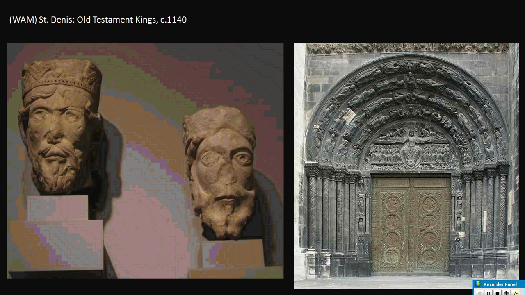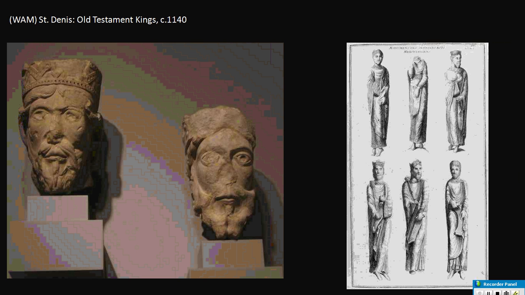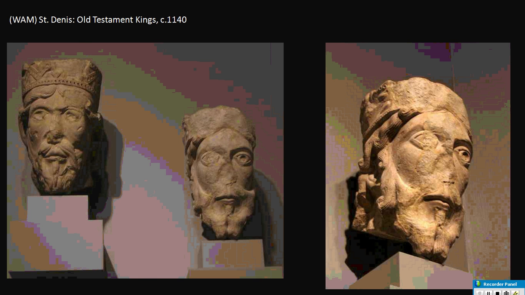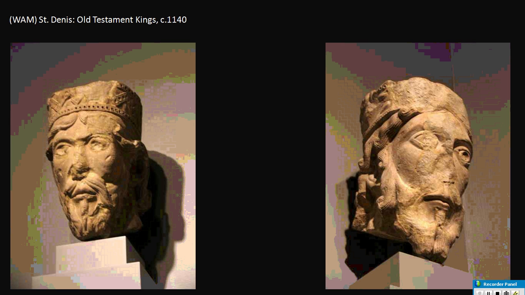Now, we can't identify any one of them per se, right? There's no telling which one is which. There's not enough there to identify them. But they do wear crowns. They do wear long beards, and this sets them apart as Old Testament kings. There were drawings made of them before the French Revolution, so we have some idea of what they looked like. And there were both men and women, and you can see some of the heads were missing already by the time of the Revolution.